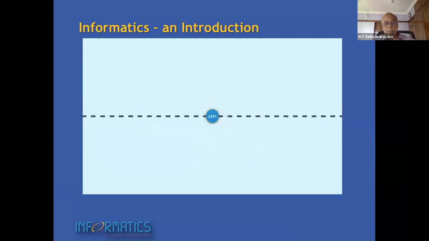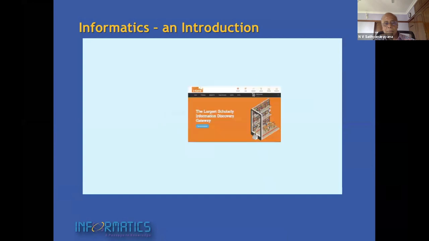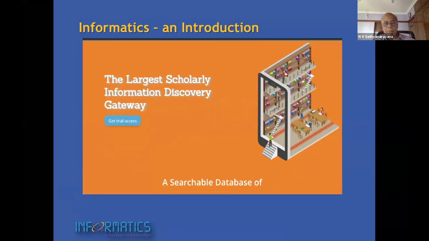Driven by the internet advantage, Informatics developed its first global information product, named JGate. JGate is truly the world's largest database for journal literature, by its coverage of over 50,000 journals.